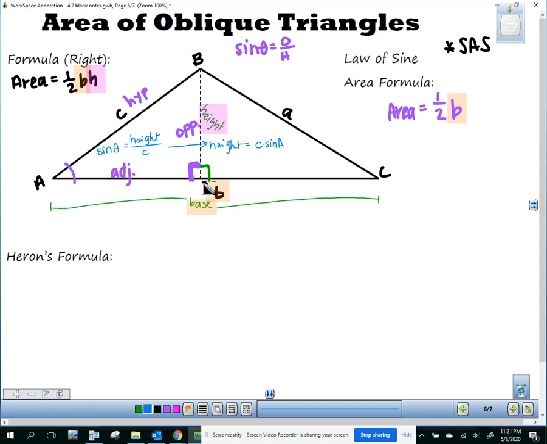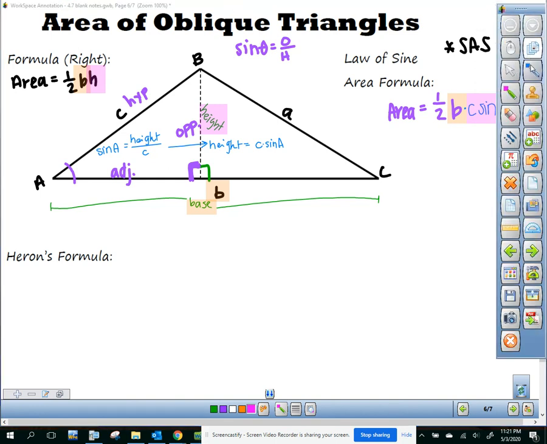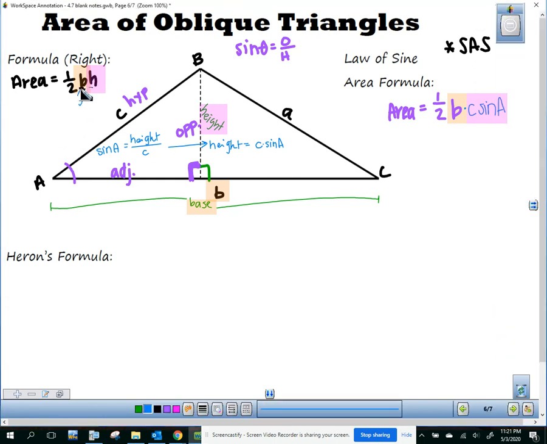So if you're missing the height value, you can use right triangle trig and say that the height of this triangle is this side length times sine of this angle. So I'm going to replace that height right here with C sine of A. So I substituted that in for height. And again, this stands for base and height.